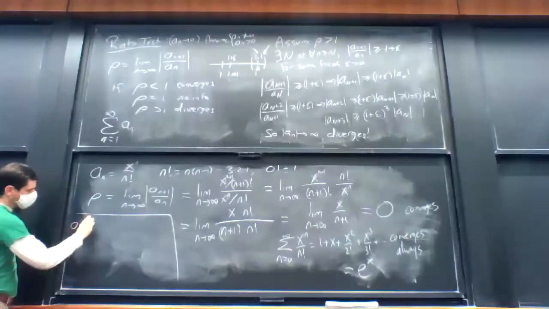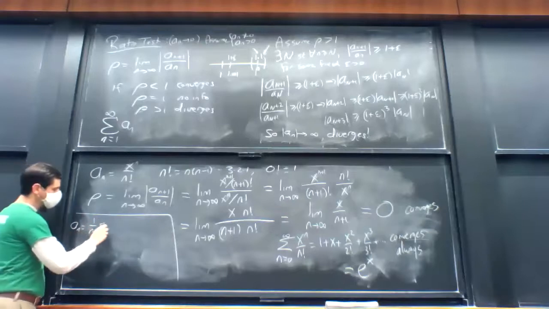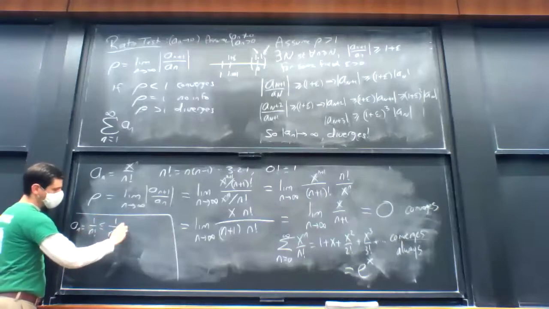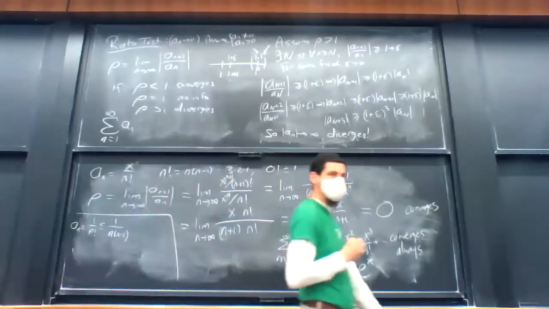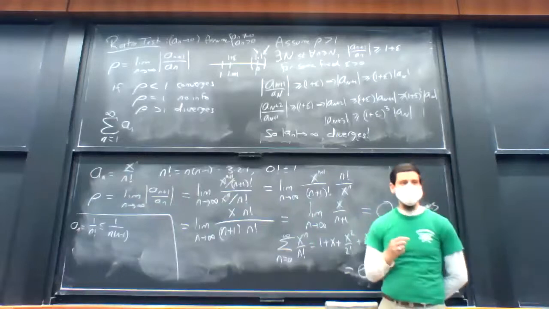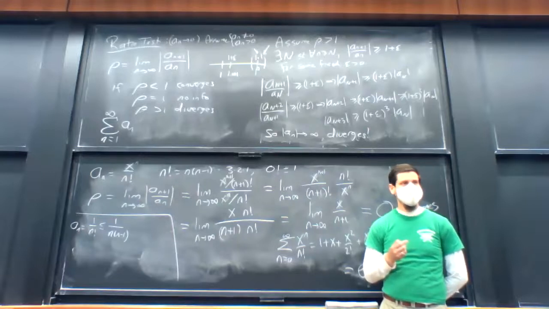So a_n is 1 over n factorial. Do you agree that this is less than or equal to 1 over n times n minus 1? At least if n is big. What does big mean? This will actually work for all values of n. If you take n equals 1, you get 1 over 1 factorial is less than 1 over 0. But once n is 2, it's more reasonable.